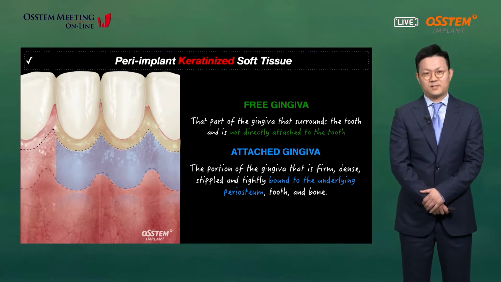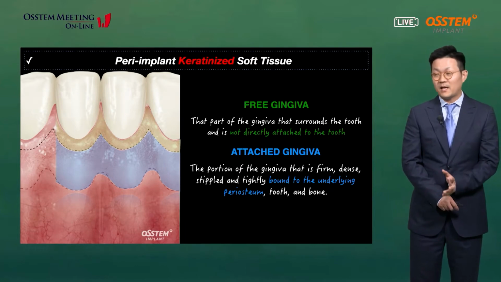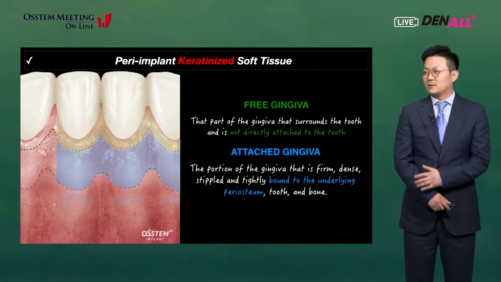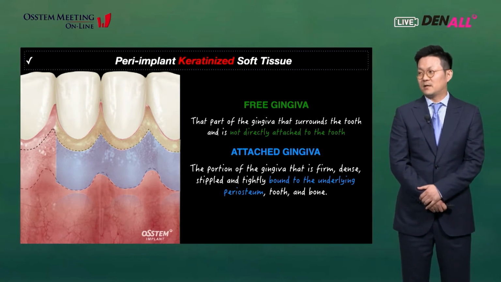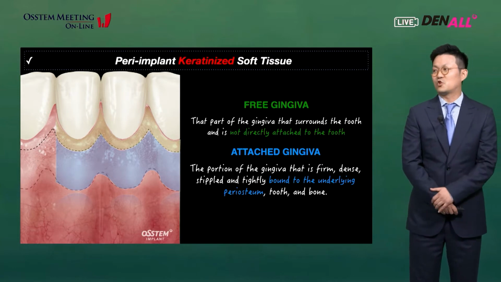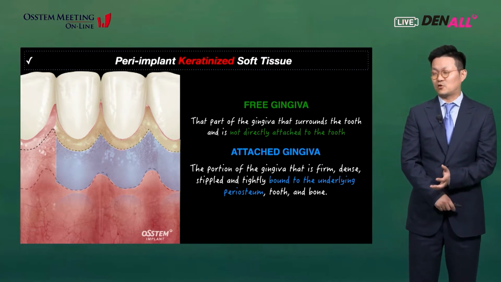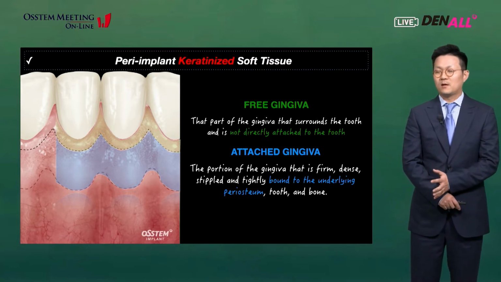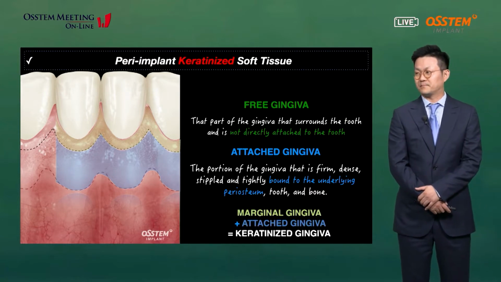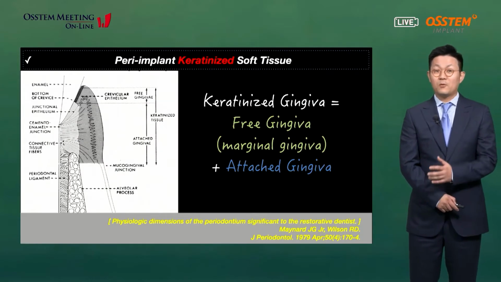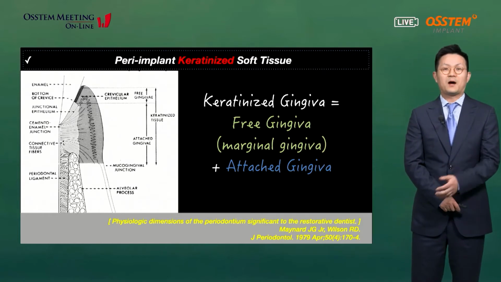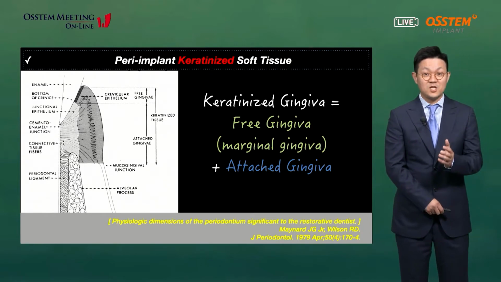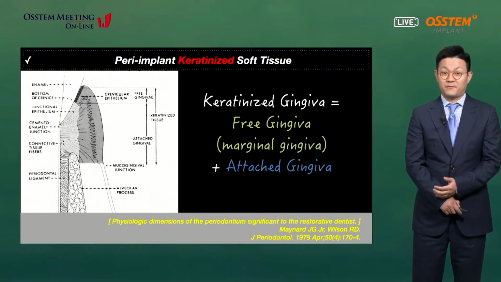The first one is attached gingiva. It is tightly bound to the underlying periosteum or to the tooth and bone. And the second is free gingiva. It is the part of the gingiva that surrounds the tooth, and it is not directly attached to the tooth, but it has the function of protecting the tooth or implant. And Dr. Maynard recently presented that keratinized gingiva is a concept of marginal gingiva and attached gingiva, and this keratinized tissue gives physiologic benefit.